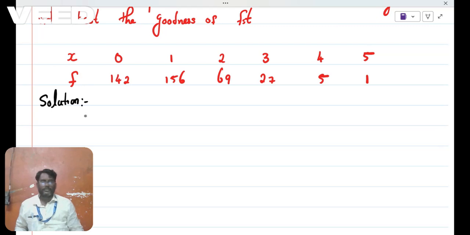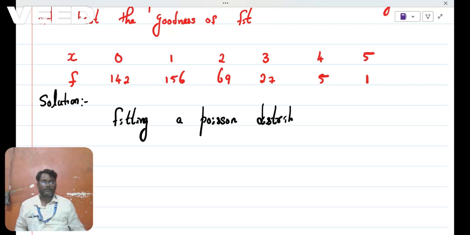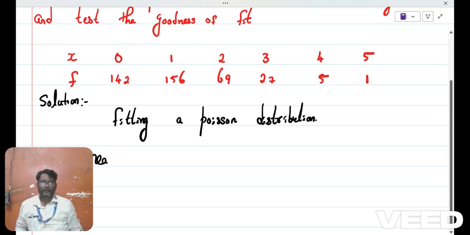So here the solution is: the first step is fitting a Poisson distribution. For that we need the value of mean. So the mean is equal to sigma fx divided by sigma f.